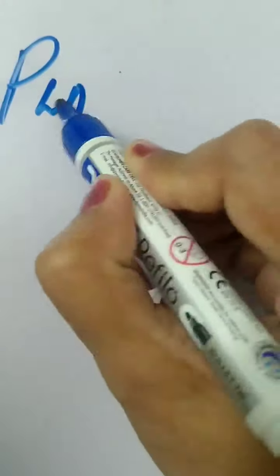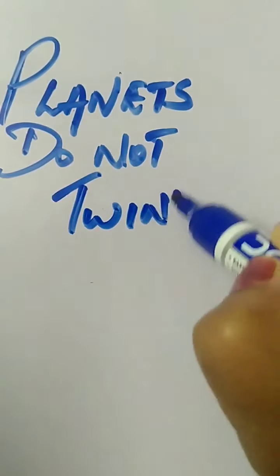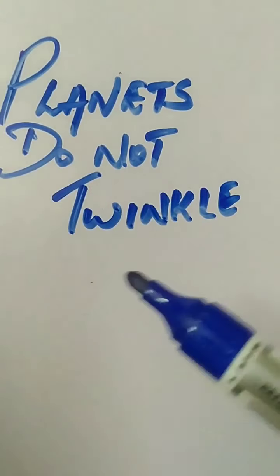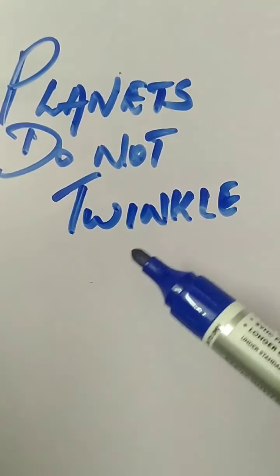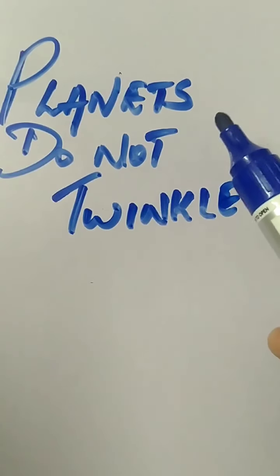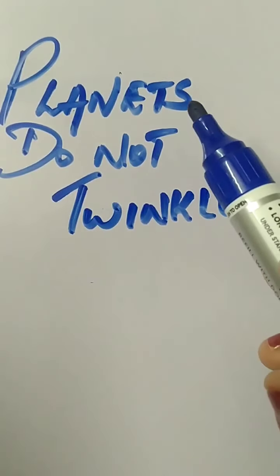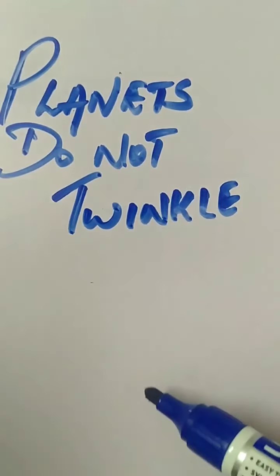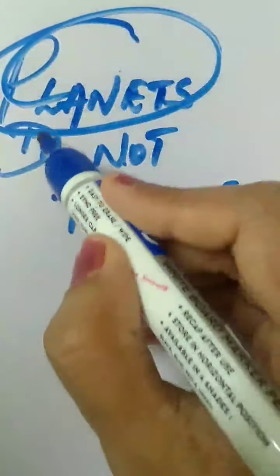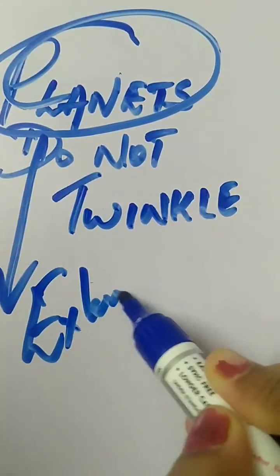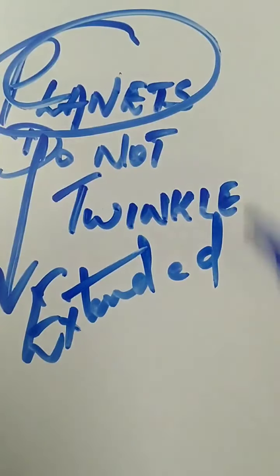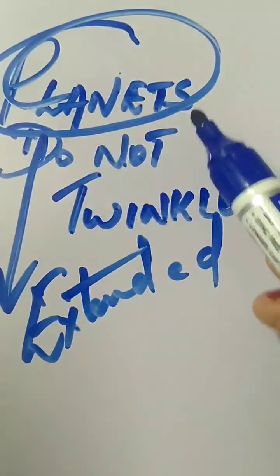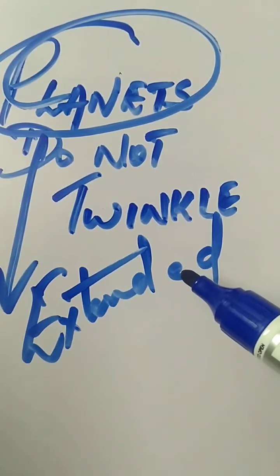Another important question that you have to consider is, if stars twinkle, why don't planets twinkle? Planets do not twinkle. Why is that so? First and main reason is, planets are closer to Earth. That's why we see the planets as an extended source of light, whereas stars are far away, so they appear to us as point sources of light.